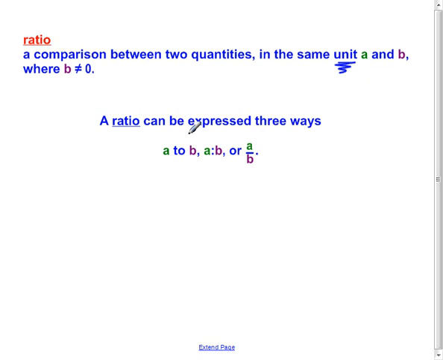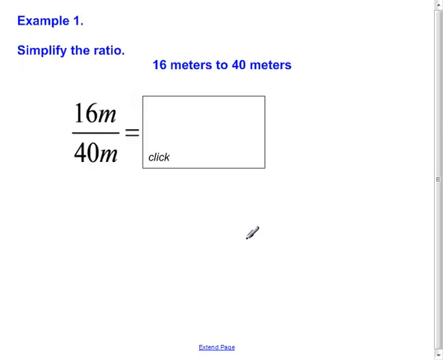Alright, a ratio can be expressed in three ways. You can write out the words A to B. You can write the two dots there, which would be A to B, or you could write it as a fraction, A to B. So we could talk about the ratio of girls to boys in our class. It would be like 3 to 4, or 4 to 3, whatever it happened to be. We'll look at a few examples of this.